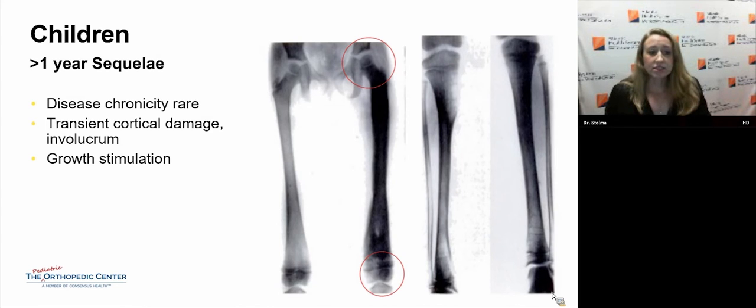Okay. Disease chronicity is rare. It's usually an acute event. It's not most of the time something that develops chronically. There's some sort of transient cortical damage, and again, you get that involucrum, so something's like pushed into the bone, and it actually can cause growth stimulation depending on where it is. So in the shaft of the bone it can grow longer, but if it's affecting destruction of the epiphysis or a joint, that would more likely cause a growth arrest.